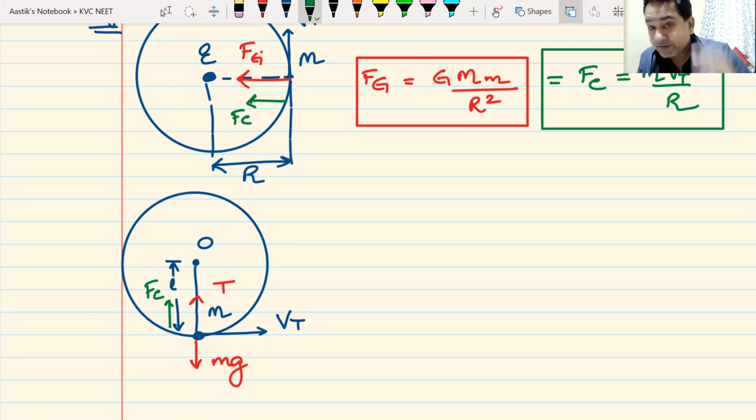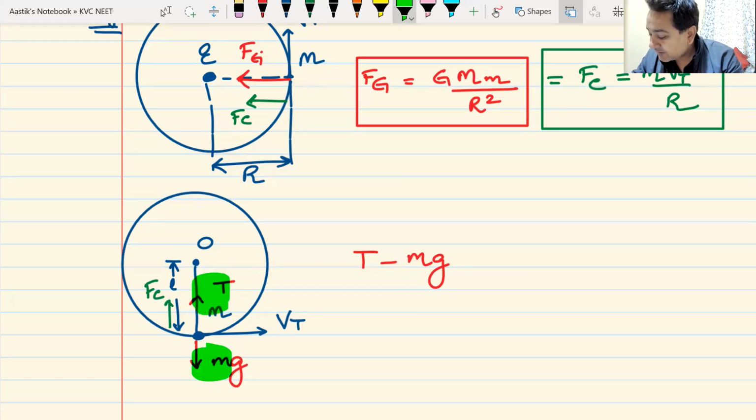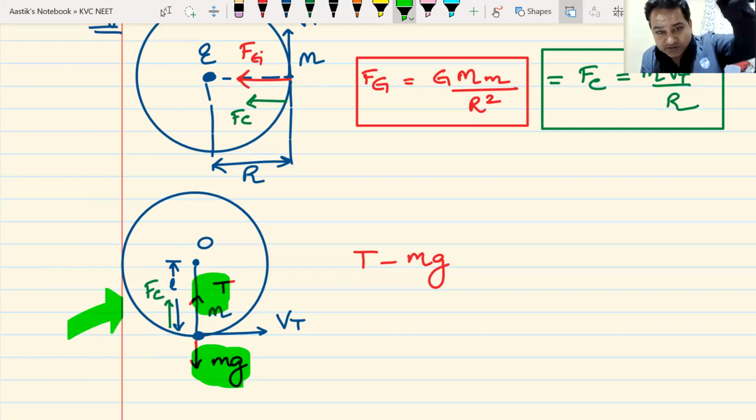The answer is obviously tension, but we have to be theoretically correct also. The net force is FC, and the net force here is T minus mg. Do we all understand this? It is the same as what we had done. Net force should be equal to the centripetal force. Upwards T, towards the center T, outwards mg. Net force is T minus mg. Do we all understand this? Can I have some raised hands?